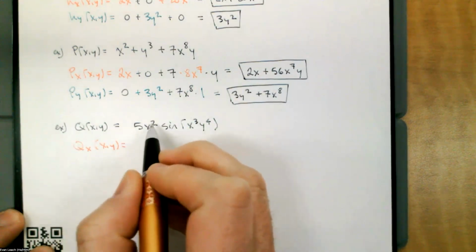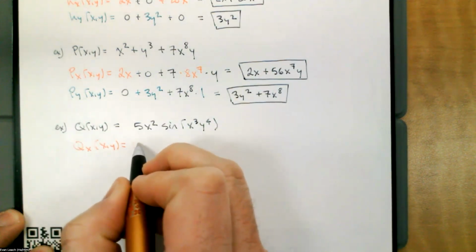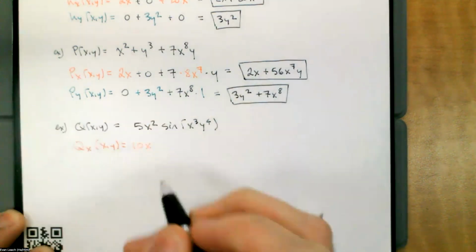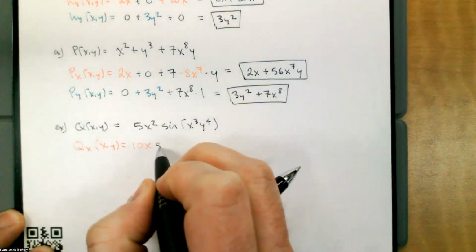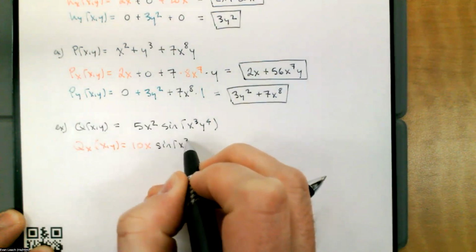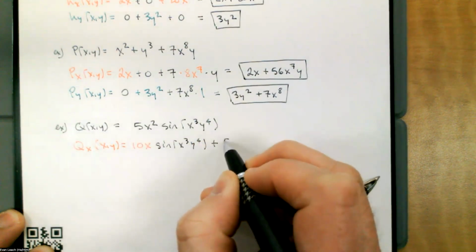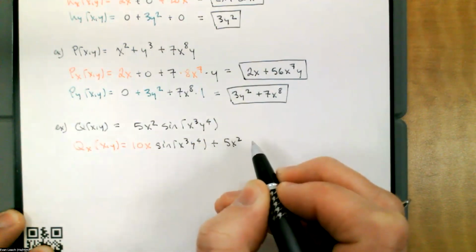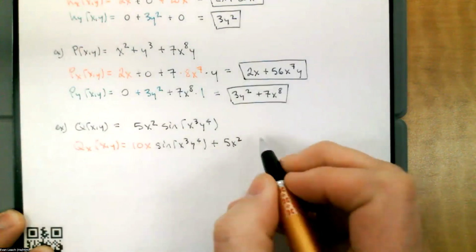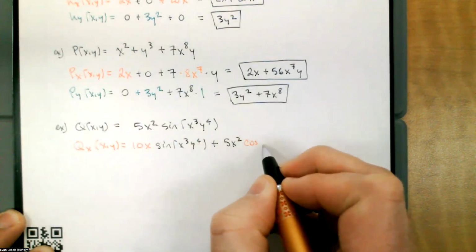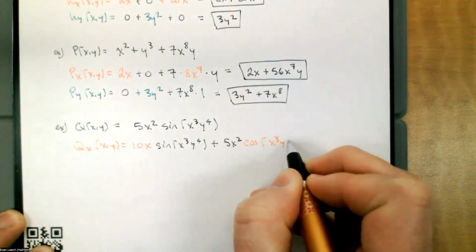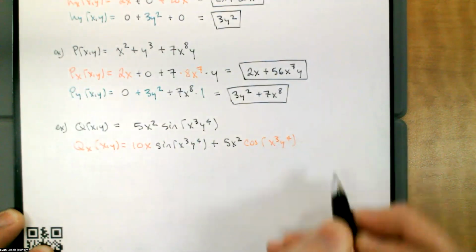So I have to take the derivative of the first. That's the easy part. Times the second. Derivative of the first times the second. Plus the first times the derivative of the second. The derivative of sine of some stuff is cosine of that stuff times the derivative of that stuff.